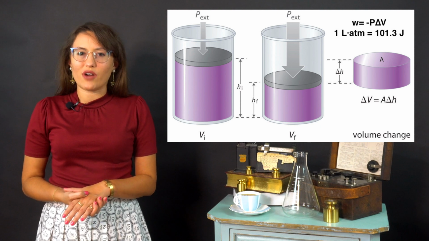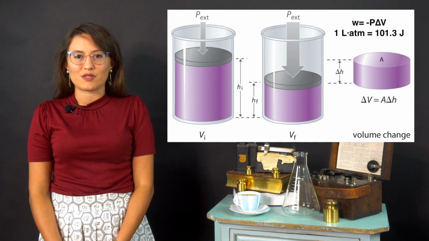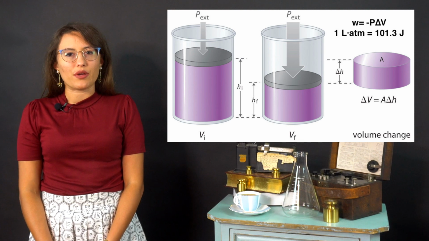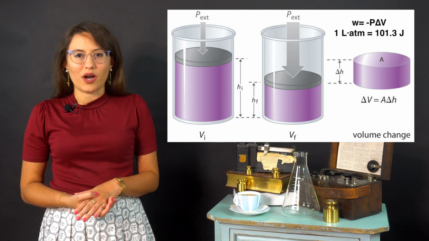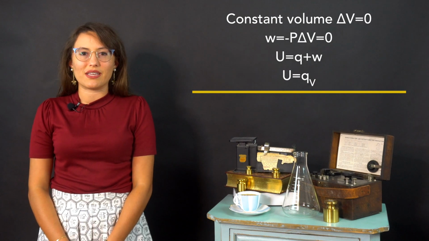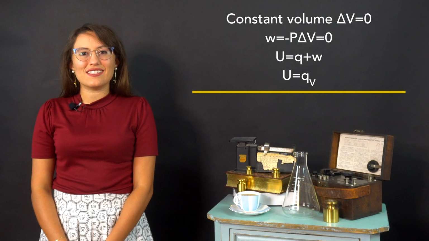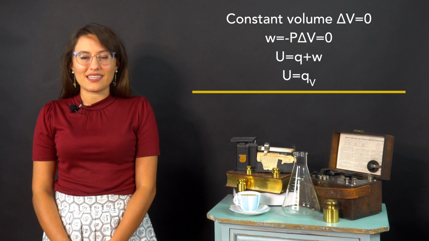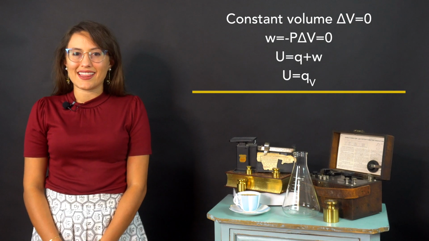When dealing with pressure-volume work, it is important to remember to convert the units from liter atmosphere to joules by using the following conversion factor. 1 liter atmosphere is equal to 101.3 joules. If a reaction occurs at constant volume, then no pressure-volume work can be achieved because the change in volume will be zero. In this case, the internal energy is equal to the heat. The subscript V next to Q is used to indicate that this process occurred at constant volume.